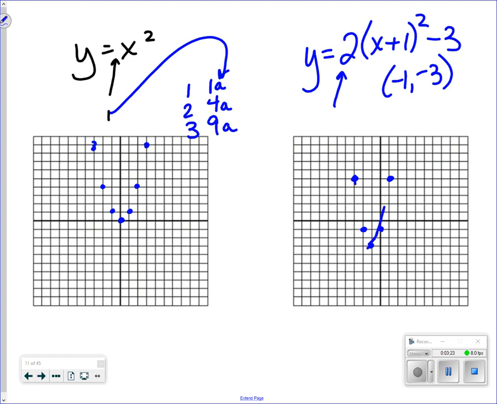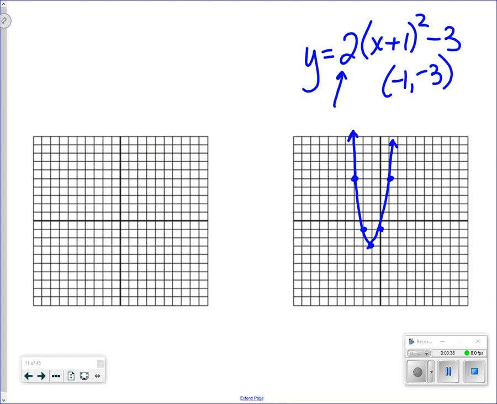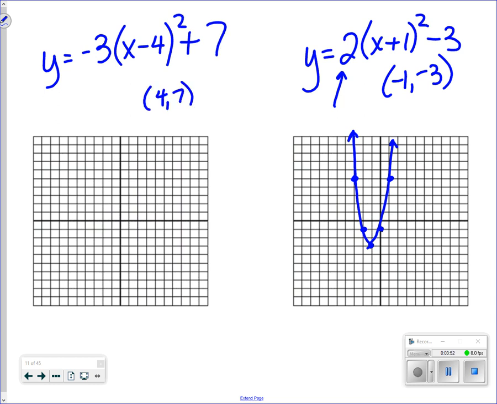It's always 1a. So I go over 1, up 1a, or down 1a. If I go over 2, I go up or down 4a. And if I go over 3, I go up or down 9a. So I'm going to do one more, and then we'll get back to actually taking notes. I'm going to go -3 times x minus 4 squared plus 7. So my vertex is at 4, 7. So I'm going to put a dot at 4, 7.